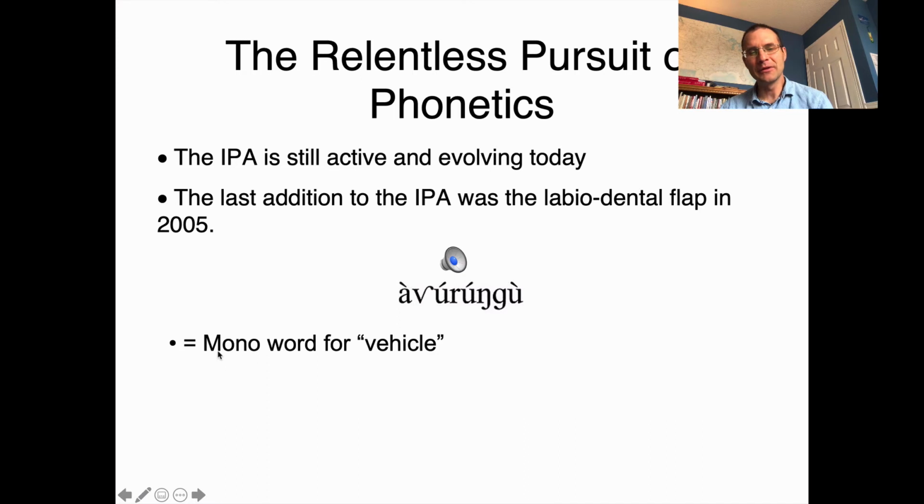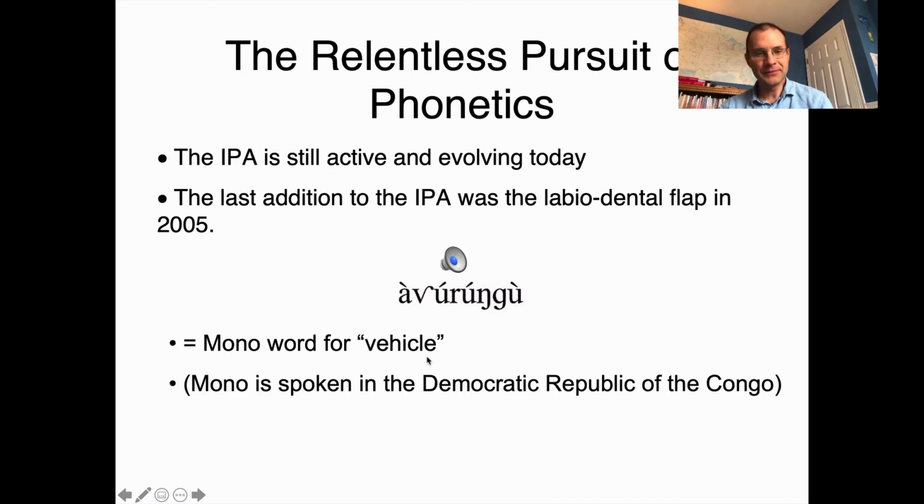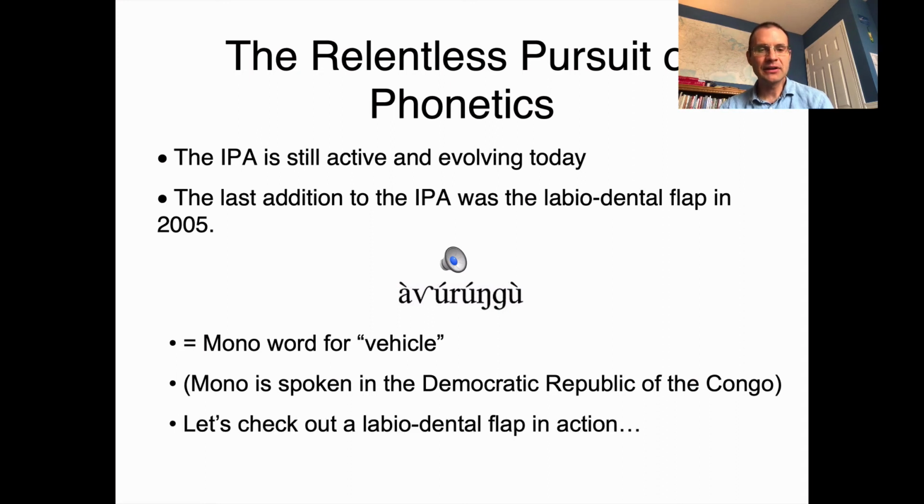Right, so it's called a labiodental flap. This is from a language called Mono. This is the word for vehicle. It's spoken in the Democratic Republic of the Congo in Central Africa. And basically, a labiodental flap, what that means is that you're curling your lower lip back under your upper row of teeth, and you're just kind of flapping it forward. So it makes brief contact between the lip and the teeth.